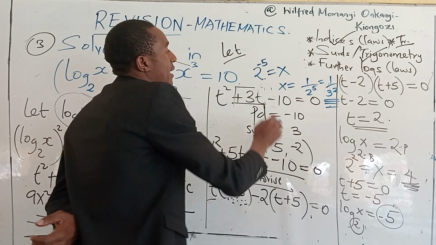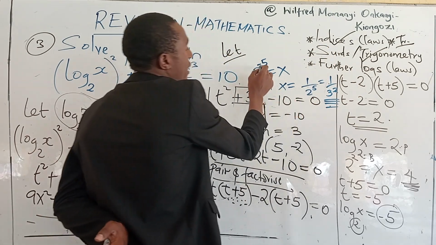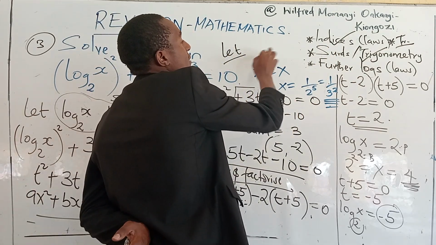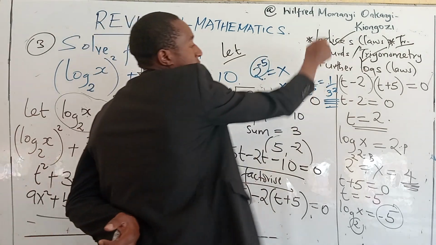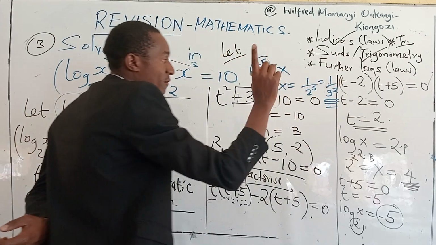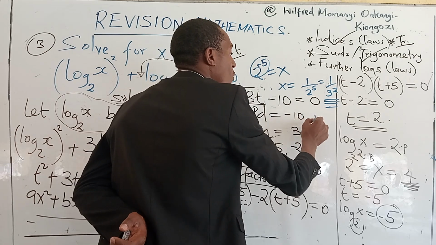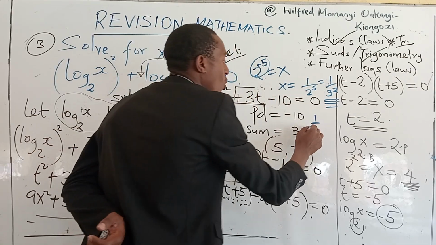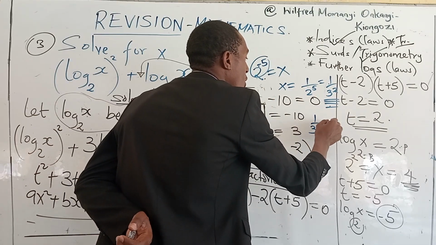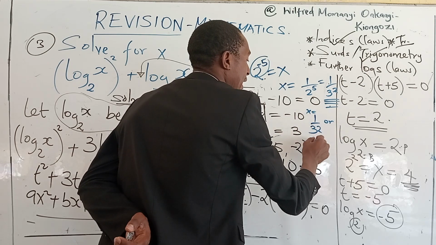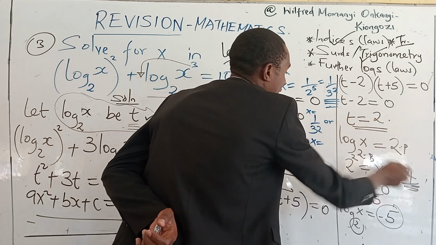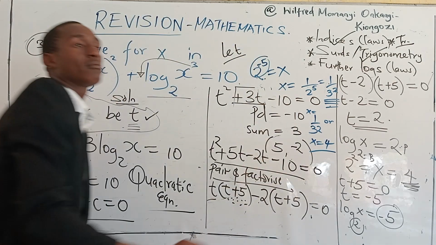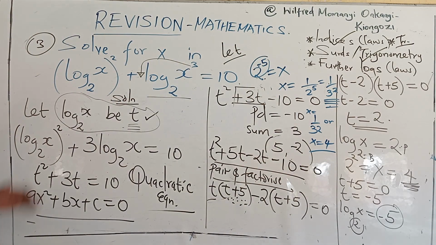You can still say, when you do the reciprocal, it's like you do the inverse. To remove this negative, it has to go down here. So the values of x are 1 over 32, or x is 4. That is how you approach this question.